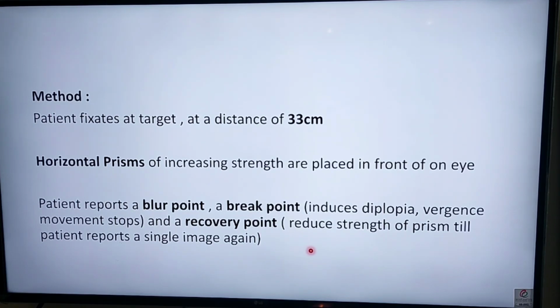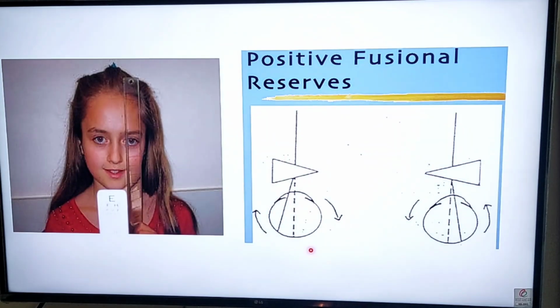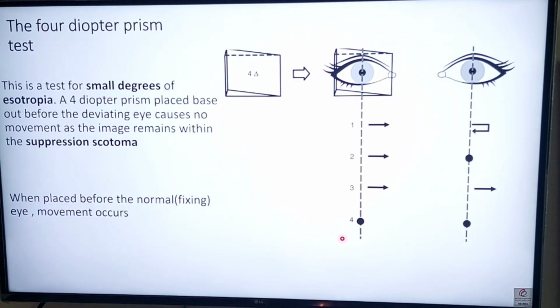So again, you have the patient fixate on a distance target, you place the prism. If you're checking convergence, you'll place a base out prism. You gradually increase the strength until your patient says now the image is blurred. Now they see a doubling of image, and now when you decrease the strength, they would say that there's a single image again. This is when you check convergence, that's your positive fusional reserve, and for divergence it is the total opposite. And you perform it in a similar way.